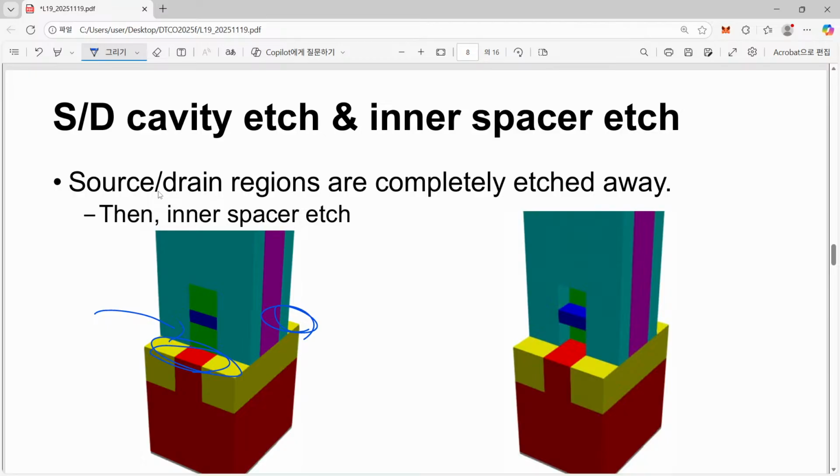However, this part is the most important difference between FinFET and nanosheet MOSFET. Here we have some structure called inner spacers.